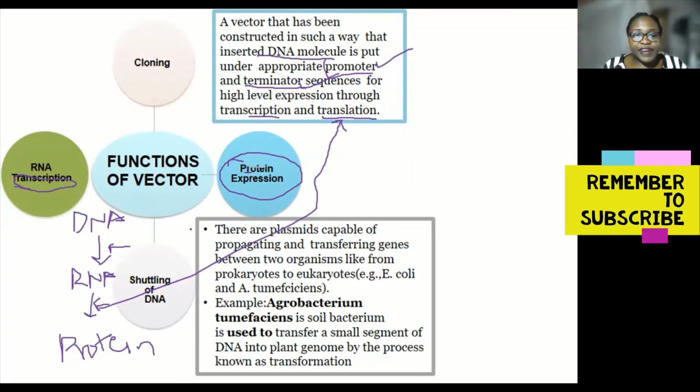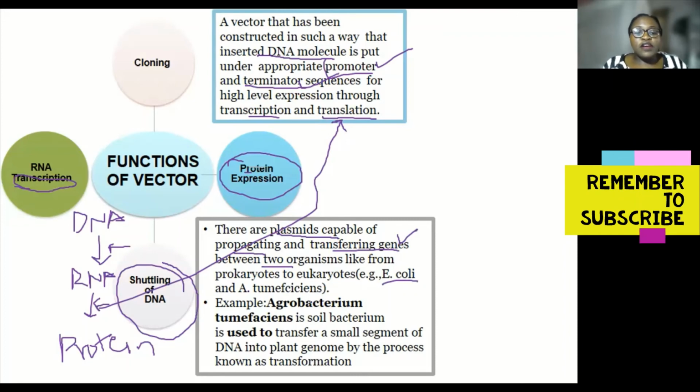Then we have another vector called a shuttling of DNA vector, and to shuttle means to transfer from one organism into another. So usually these are vectors or plasmids that are capable of propagating and transferring genes of interest between two organisms. It can be between a prokaryote and a eukaryote. So some of these plasmids or vectors will be those from E. coli and Agrobacterium tumefaciens.